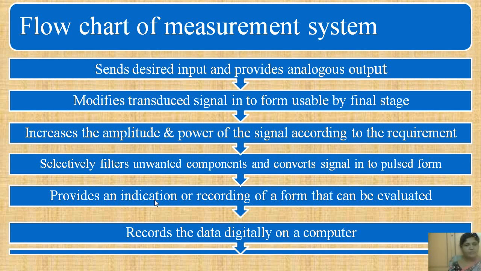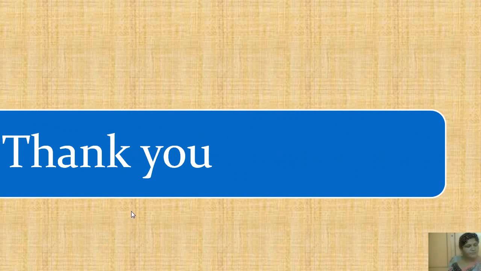Next, the stage provides the indication or reading in a form which can be evaluated by a person, or by display devices or computers. This is done by the data processing element, which makes the data presentable or readable, and the data is recorded digitally on a computer if necessary. So these come to stage 3.